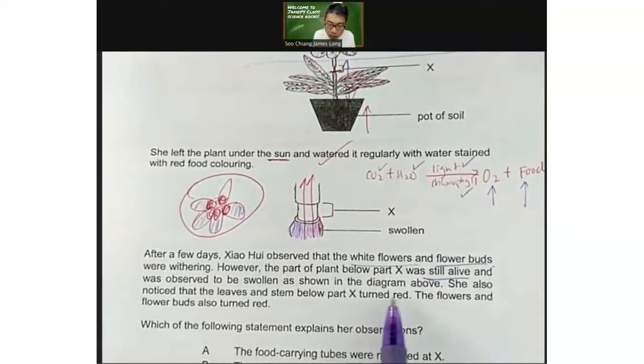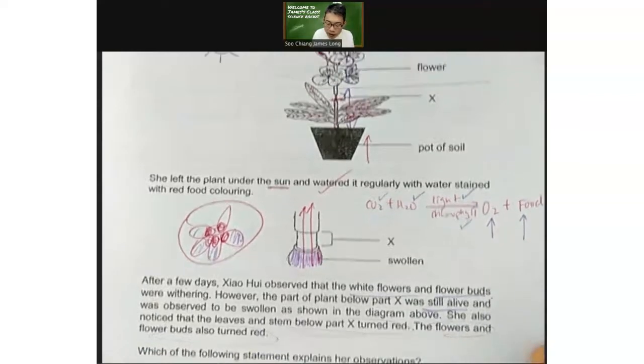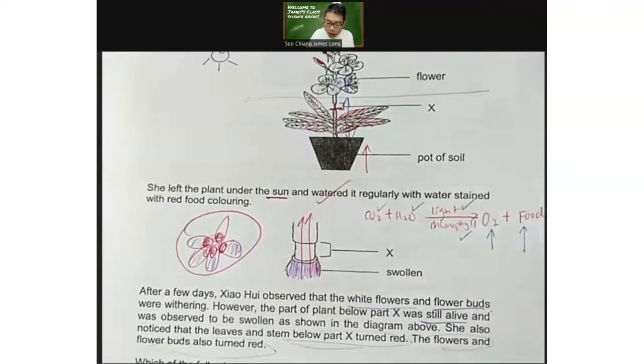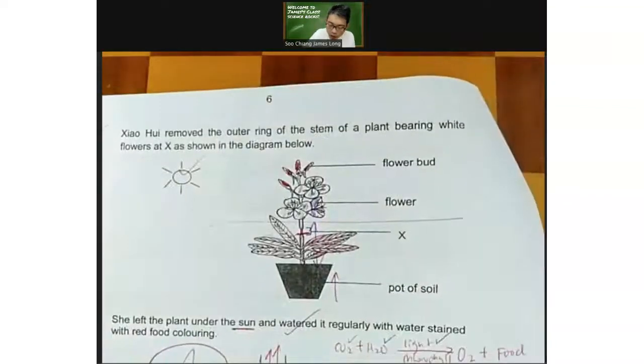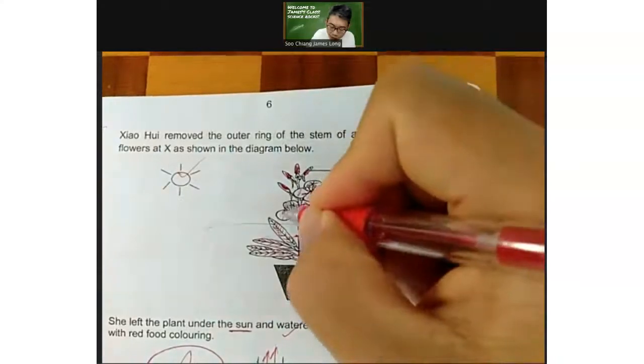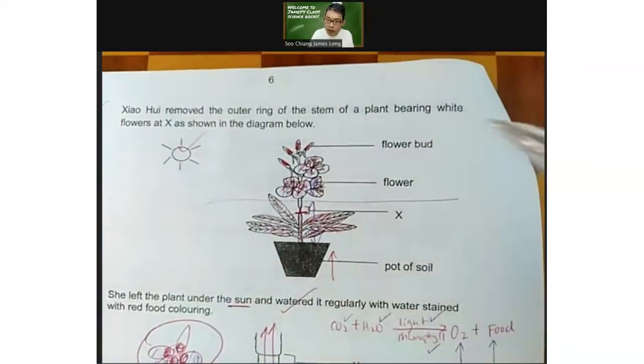Okay? It was observed to be swollen, as shown in the diagram above. Notice the leaves and stem below X turn red. Okay? The flowers and flower buds also turn red. If they turn red, it tells me that the red color water did manage to go up all the way, so to turn all these red. So no problem getting water. So why are the flowers dying? It's not because there's no water. It's because there is no food getting to them.